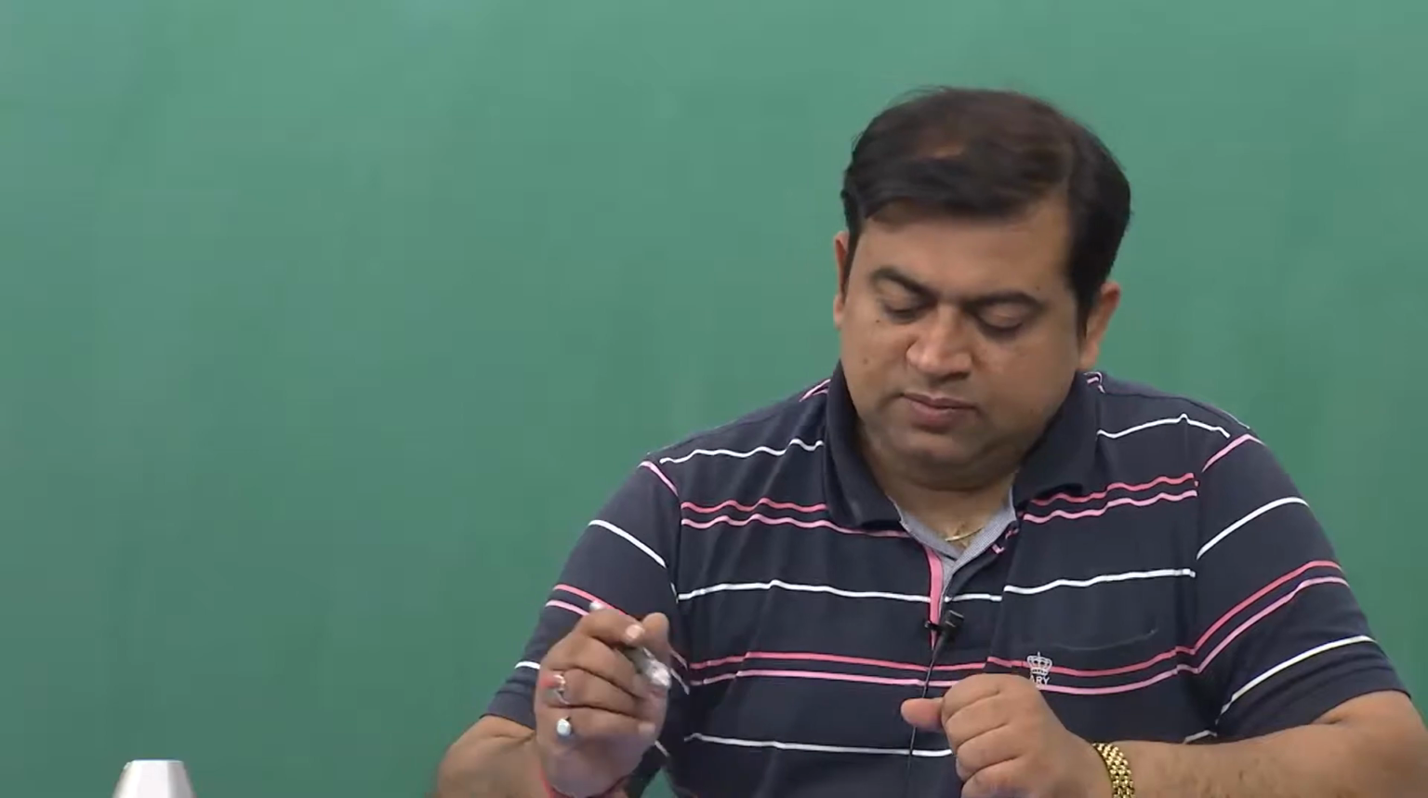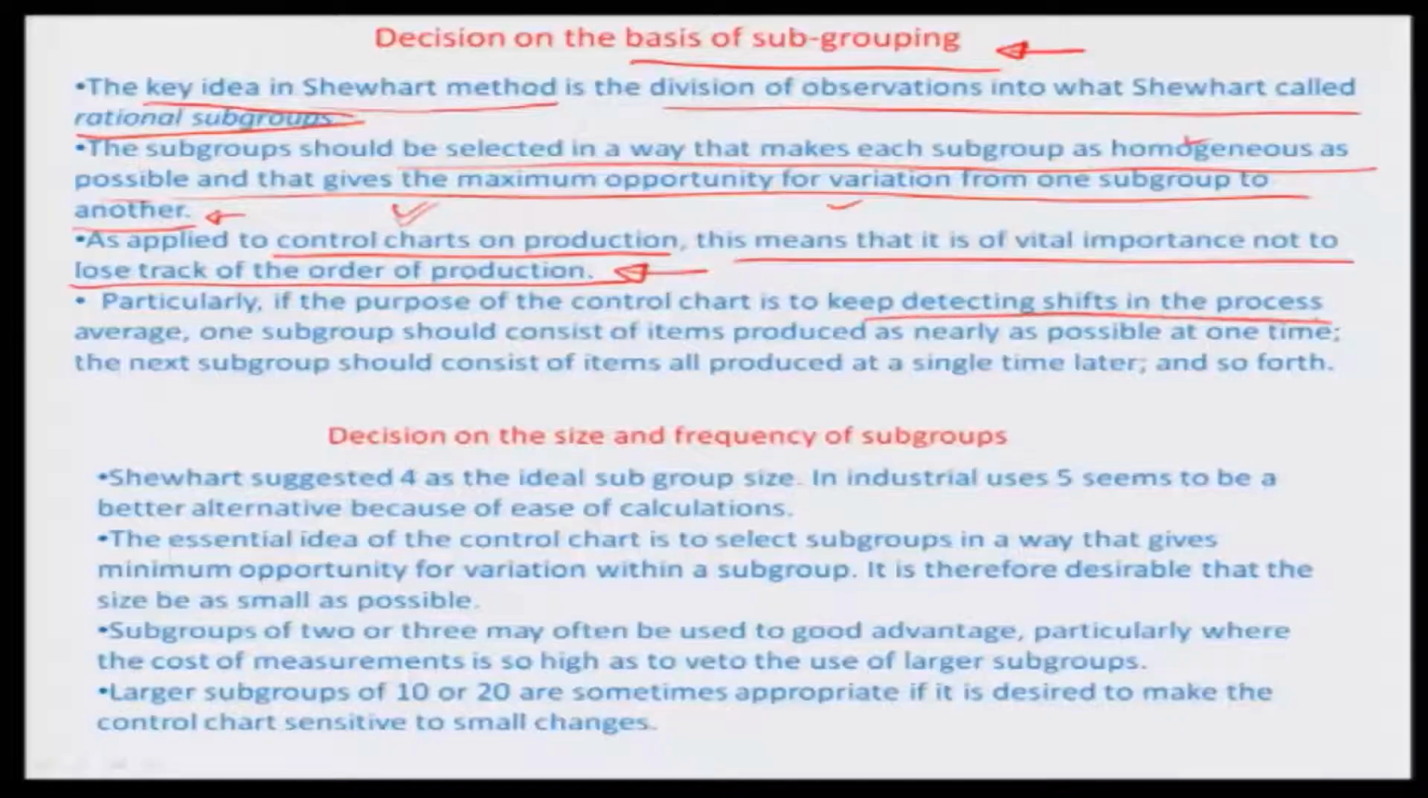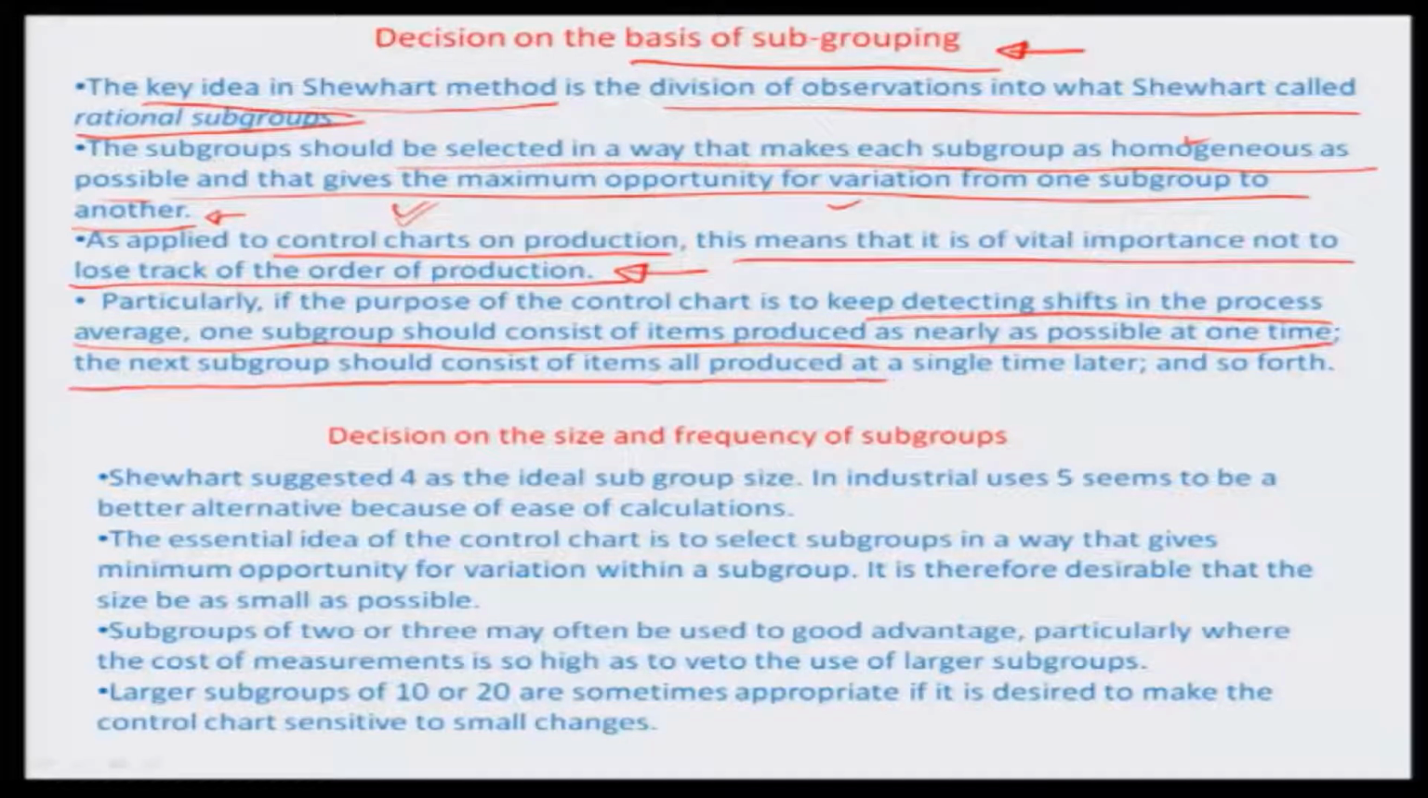And if the purpose of the control chart is to keep detecting shifts in the process average, one subgroup should consist of items produced as nearly as possible at one time. The next subgroup should consist of all the items produced at a single time later, and so forth, so that with time also you have good spacing of those subgroups.